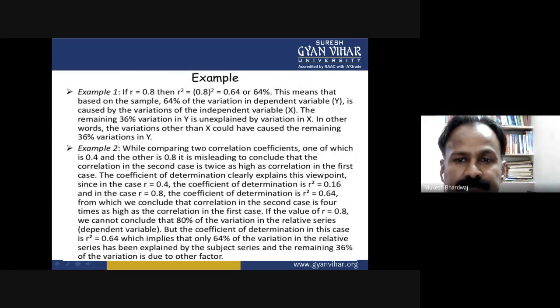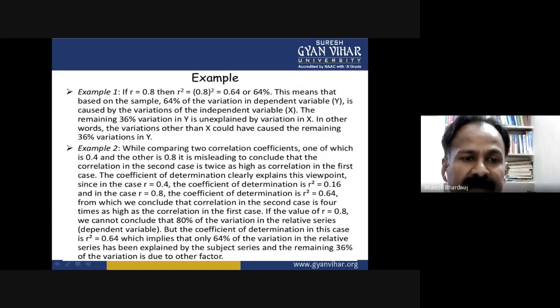Example 1. If r equals 0.8, then r square equals 0.8 square, which is 0.64 or 64%. This means that based on the sample, 64% of the variation in dependent variable y is caused by the variation of the independent variable x. The remaining 36% variation in y is unexplained by the variation in x. In other words, variation other than x could have caused the remaining 36% variation in y.